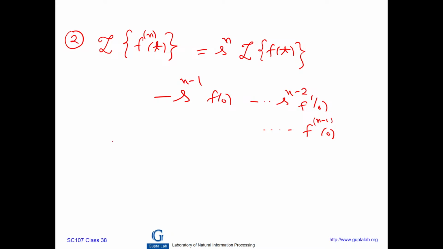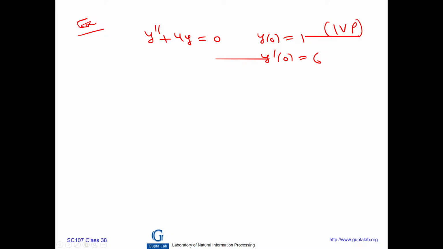So let us solve an example. Let us do an example now. How do we solve a differential equation? Y double dash plus 4y is equal to 0, y of 0 is equal to 1, and y dash of 0 is equal to 6. So this is an IVP, initial value problem, right? So at the initial point t is equal to 0, we know the values. Y of 0 is 1 and y dash of 0 is 6, initial value problem. I want to solve it using the Laplace transform method.